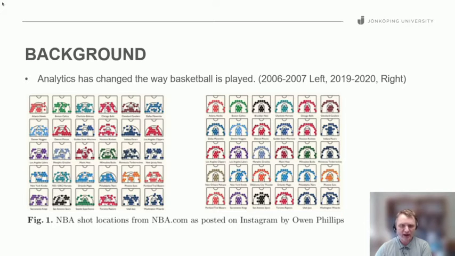This is a view from basketball, and we can see that analytics here has absolutely changed the way basketball is played. If we start in the left part here, we see the shot locations from 2006 and 2007, and we can see that a lot of shots are taken from many different positions. In 2019-2020, however, we see that shots are now either from very close range or for 3 points.